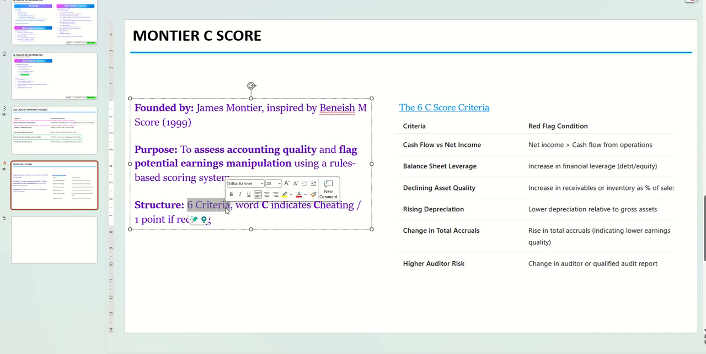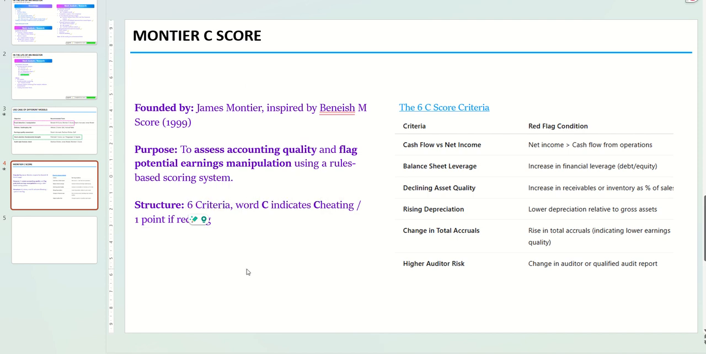There are six criteria. Each model uses different criteria and weightages to evaluate. In this model, there are six criteria, and the C in the model indicates cheating. If there is cheating, 1 point is given to the criteria. Higher the points, more the risk or more the manipulation. Ideally, if you are looking for a clean company, the points for all the six criteria, what you see on your right, should be 0. There should be no cheating, and 6 indicates the highest risk.